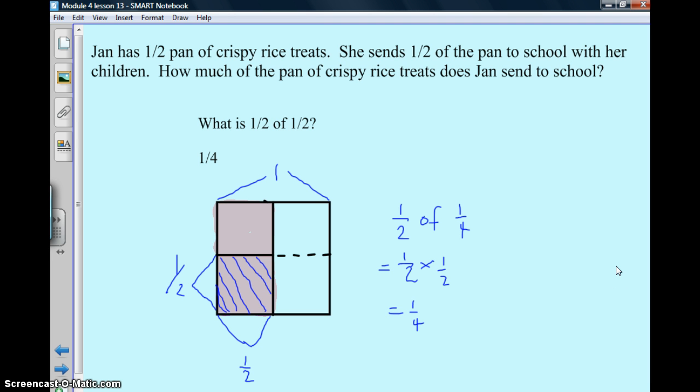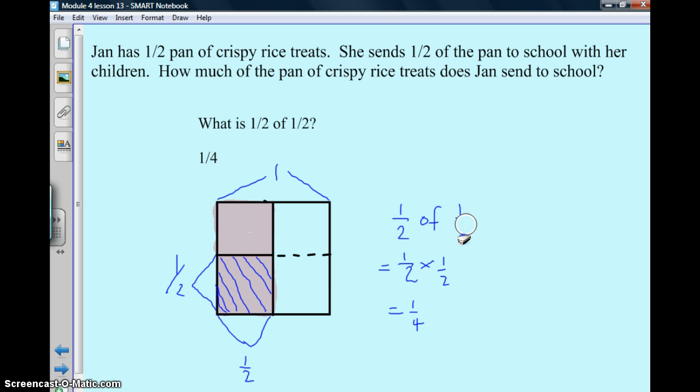However, we need to understand why when you're multiplying a fraction by a fraction, you get a smaller fraction, something of less value. So let's look at it. Here's our whole. The square represents the whole. Then I cut it in half. Okay, so now she had the half. Now I cut that in half again. Okay, so here's half of a half.